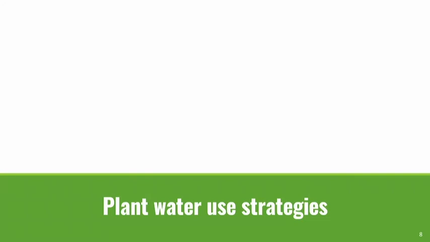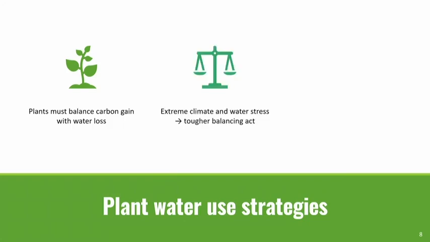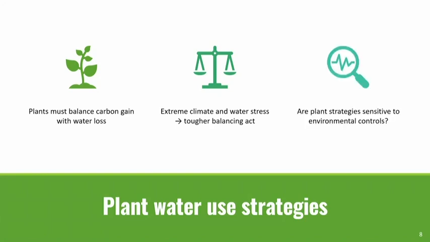How do plants deal with the environmental signals that they are rooted in place and have no way of escaping from? In order to continue surviving, plants have to balance that carbon gain and water loss. They can't just close their stomata all the time because they wouldn't be able to take in enough CO2 to produce carbohydrates. And with extreme climate and water stress, that balancing act becomes much tougher. My question is motivated largely by, are these plant strategies themselves sensitive to these environmental controls? Are plants always regulating their interaction with the environment similarly across seasons, say?